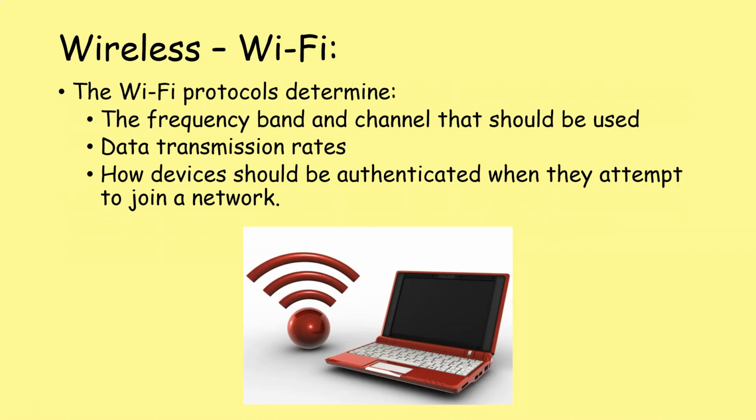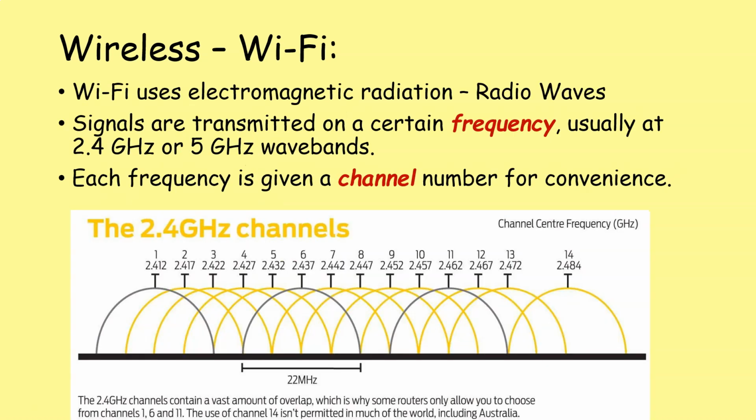The Wi-Fi protocols determine the frequency band and channel that should be used. We'll look at that in a second. The data transmission rates, and how devices should be authenticated when they attempt to join a network. Wi-Fi uses electromagnetic radiation, radio waves, as I said before. Typically for Wi-Fi, signals are transmitted around the 2.4 GHz and the 5 GHz wavebands. Each specific frequency is given a channel number for convenience.